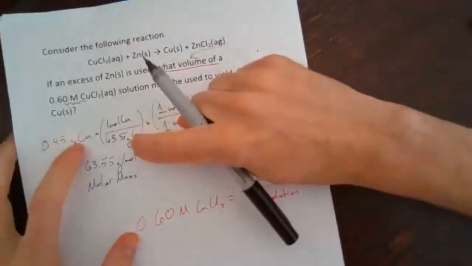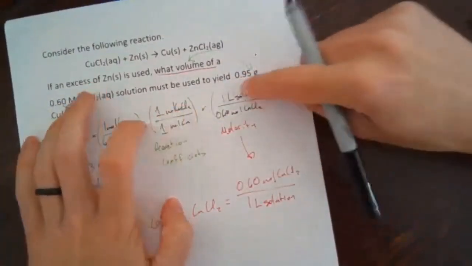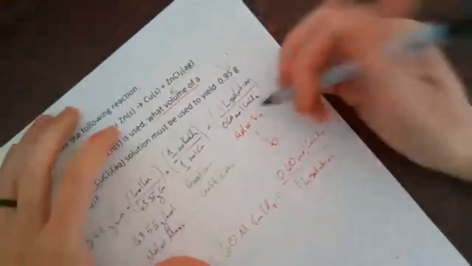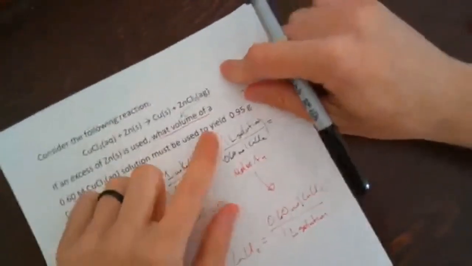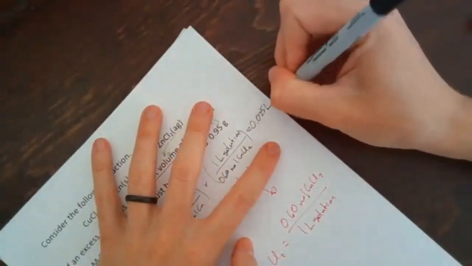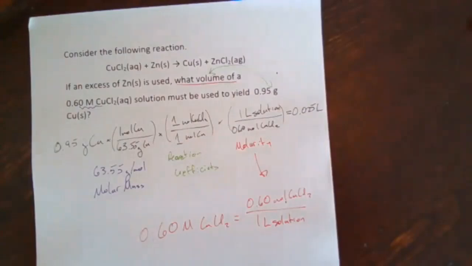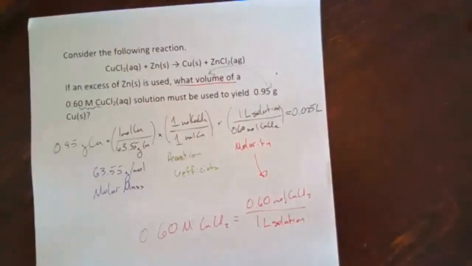And so my grams cancels out, my moles of the copper 2 chloride cancels out. I'm left with liters of solution. If I multiply it all out, multiply across the top, divide, I get 0.025 liters. And so that is the volume that I would want to use. 2 sig figs comes from the 0.95. So that would be the appropriate volume that I would use.